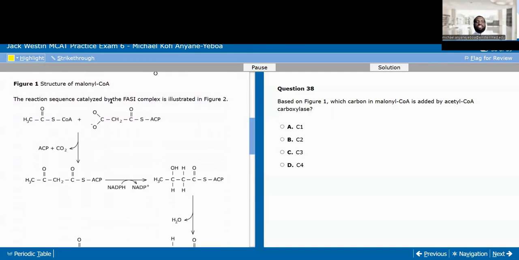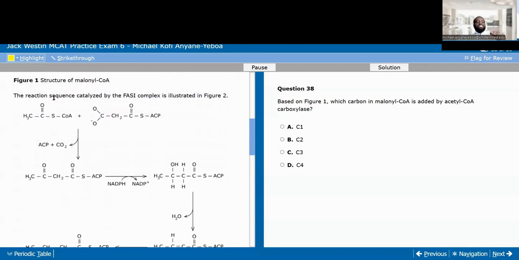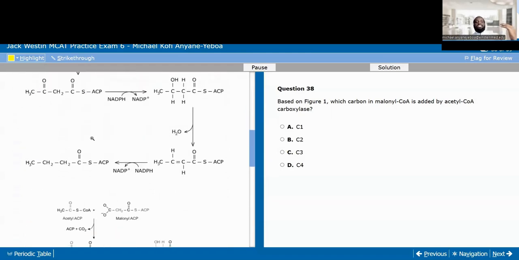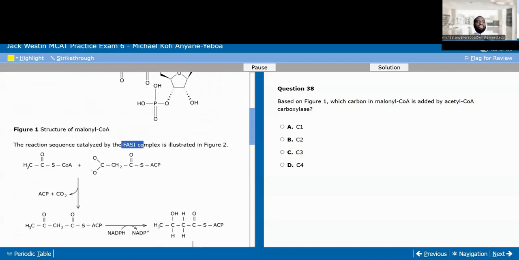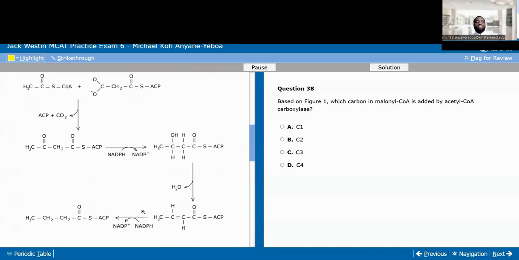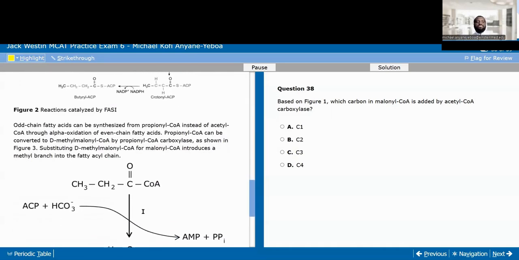The reaction sequence catalyzed by FAS I complex. These are the figures. They help bring us the information. There's not much to highlight here. I may highlight this just in case. I want to come back to this figure. It's not much to highlight there, honestly.